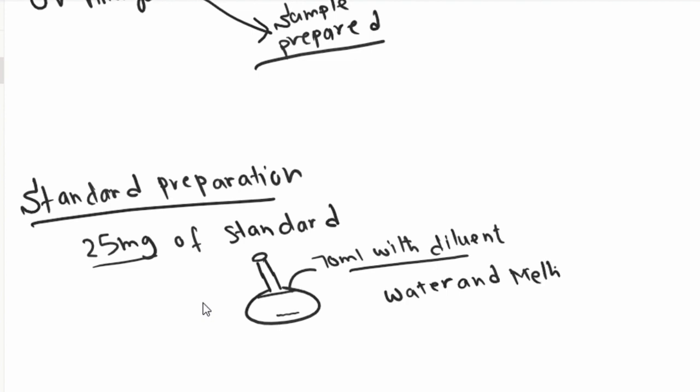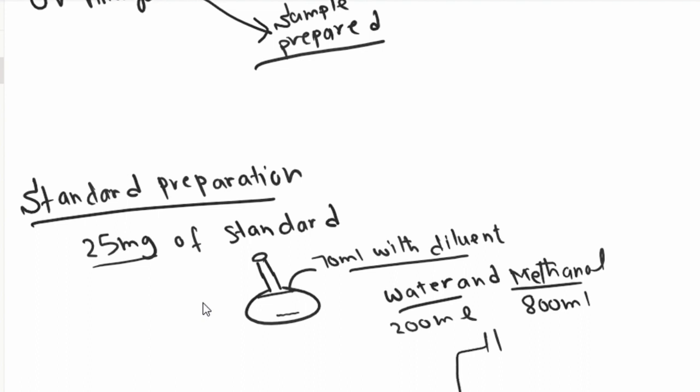In this case, the diluent for nortriptyline is water and methanol. Which ratio is used? If you are preparing 1000 ml, 800 ml would be methanol and 200 ml would be water. So this diluent is prepared before the start of the UV analysis, so that you can use it for dilution.